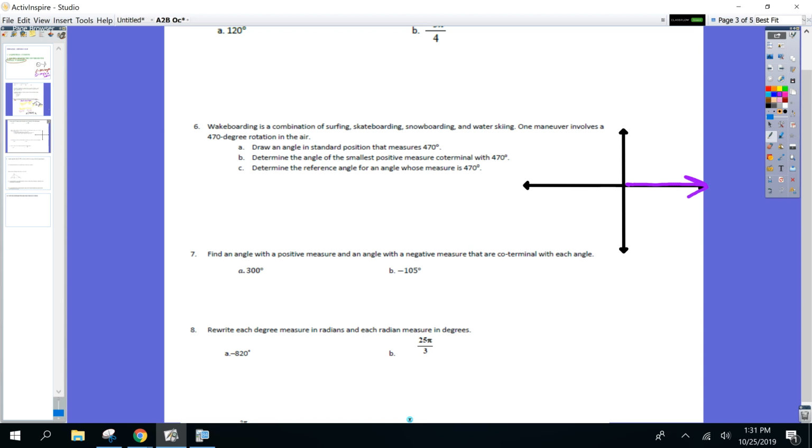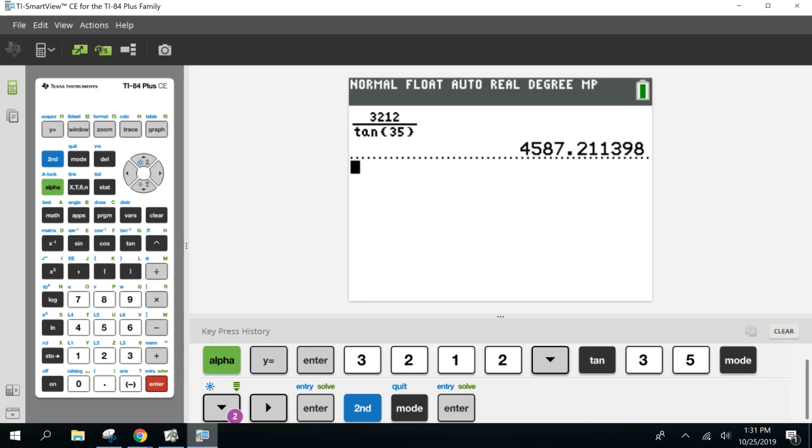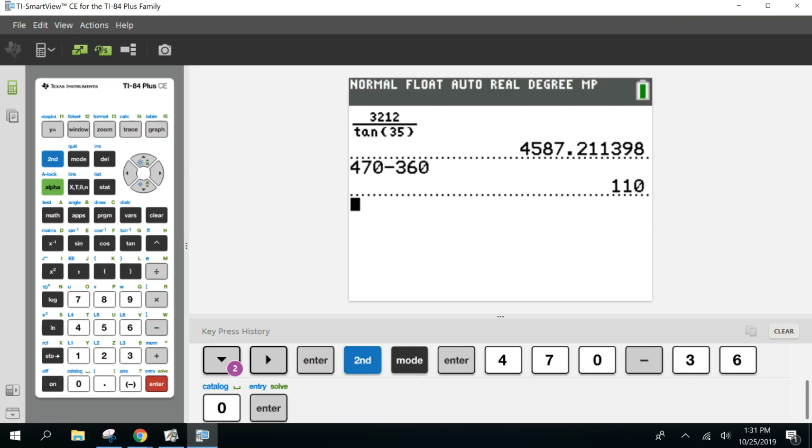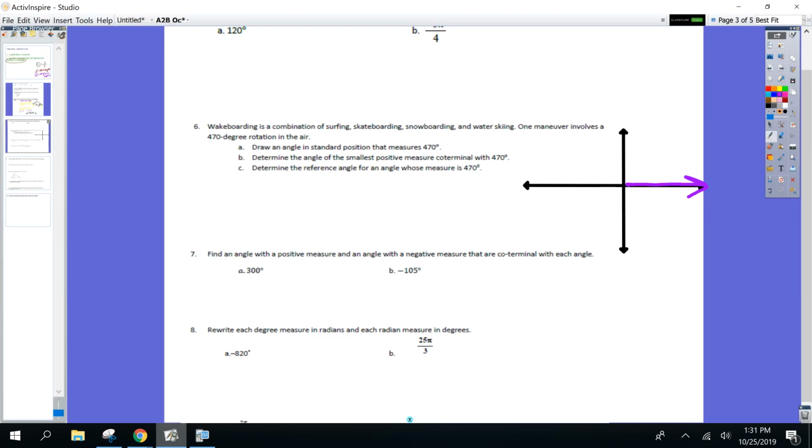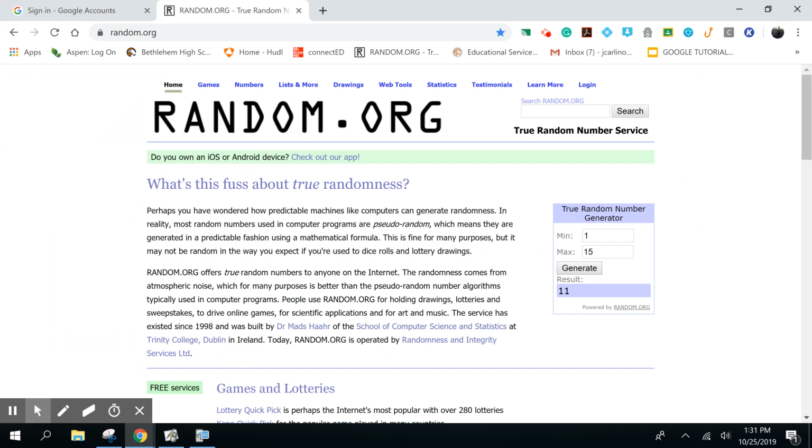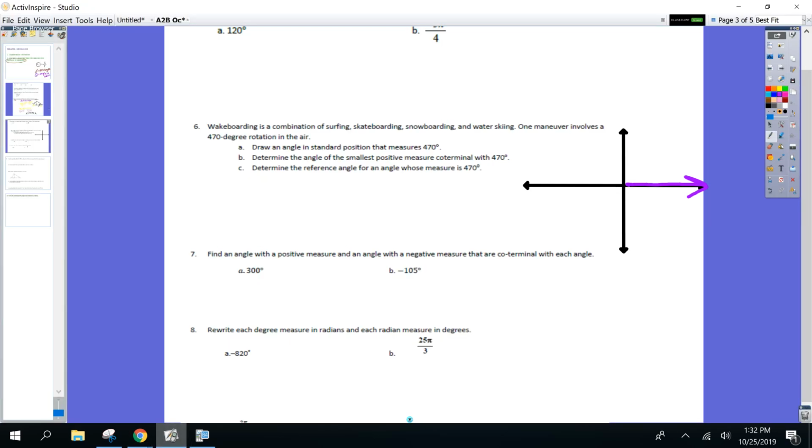Now I got to find what quadrant 470 is in. And if you guys don't like going all the way around, what can you just subtract to make it easier on you? 360. So you go to your calc, 470 minus 360. That's the same angle as 110. All right, so where's 110 located then? What quadrant? Quadrant 2, yep.